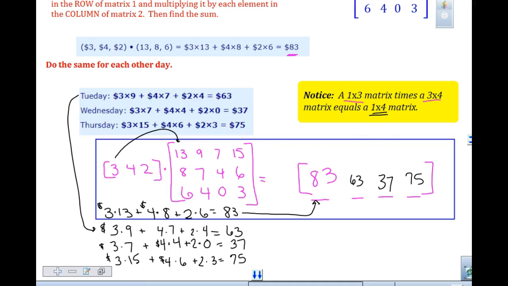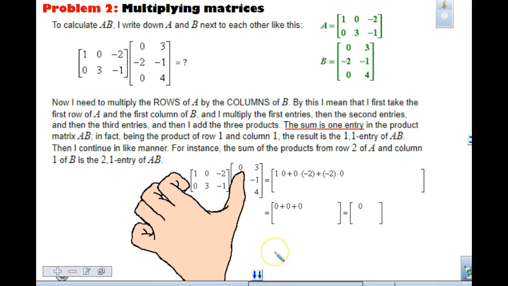Okay? Let's go to the top of that next page. So this is where they're kind of talking about moving your fingers. It says to calculate AB, I write down A and B next to each other. Sometimes they might do it this way, other times like this. And what you are doing is you're going across, and so what they're trying to show you is that you're taking the 1 times the 0, and the 1 times the next one, and then the 1 going down. So you're going to go 1 times 0, you're going to go 0 times this one, you're going to go here times 0. Then you're going to do the same thing. So if we are filling this one in, kind of doing that same process.